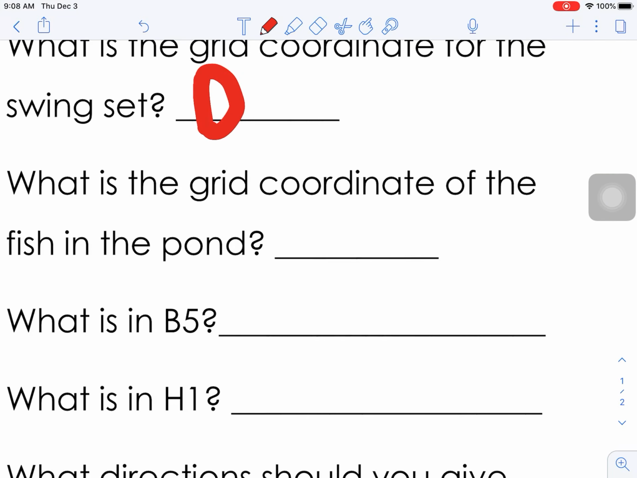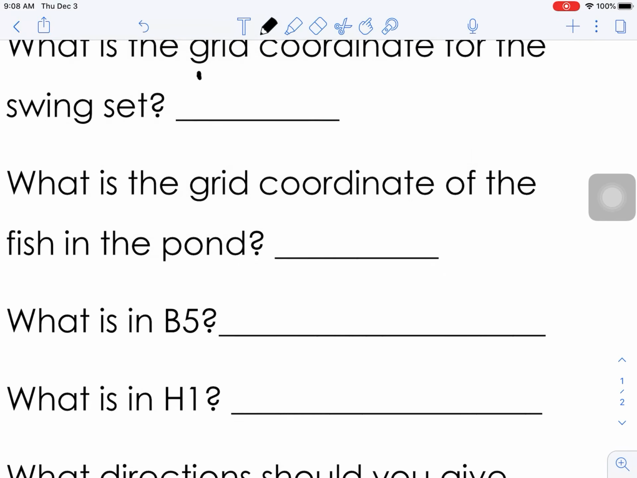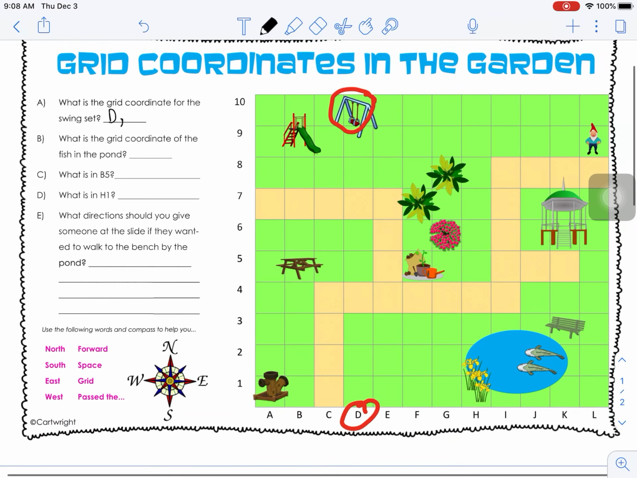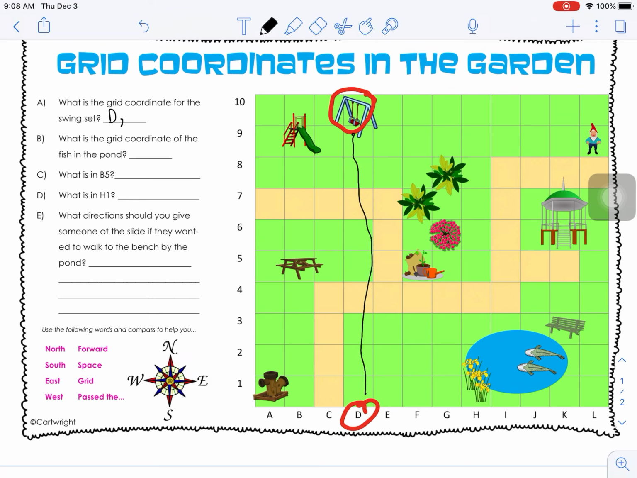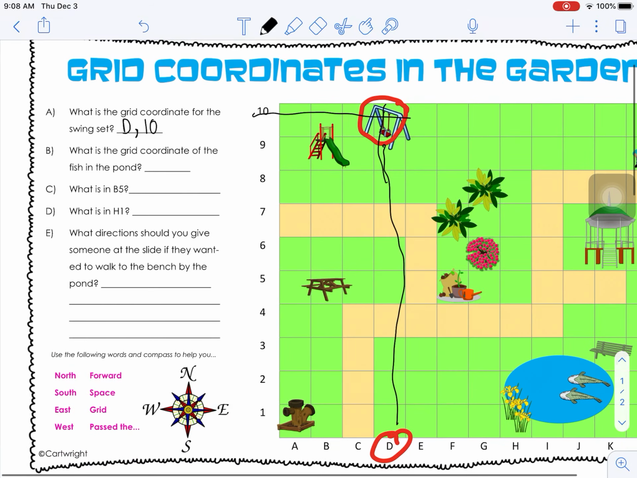So that would be the first part of my answer here. It'd be D. Oops, and I'm going to actually make my pen a little smaller here. So it will be D, comma, you have to put that comma in there. And now I'm looking for my number. So I have already found that D is part of my answer here. Now I'm looking for that number. Is it in 1, 2, 3? Nope, none of those. I'm going to go all the way up to 10. And that is where I find these two lines are meeting each other. So it would be D, comma, 10 would be the coordinate for that swing set there.